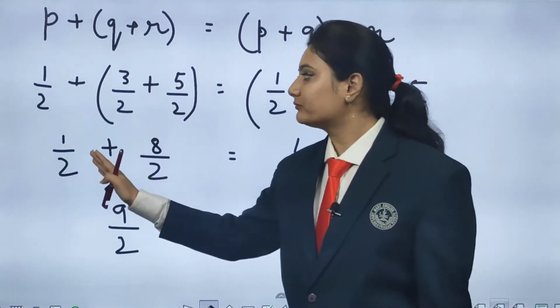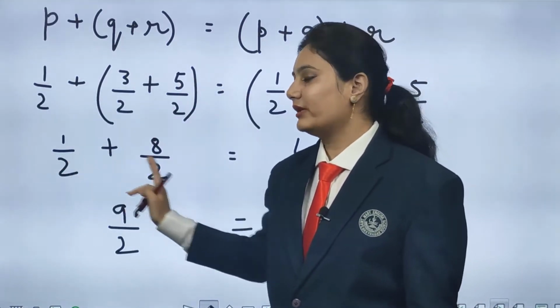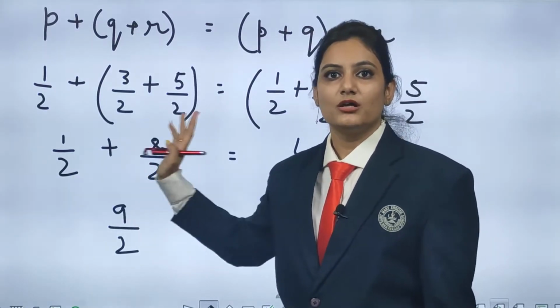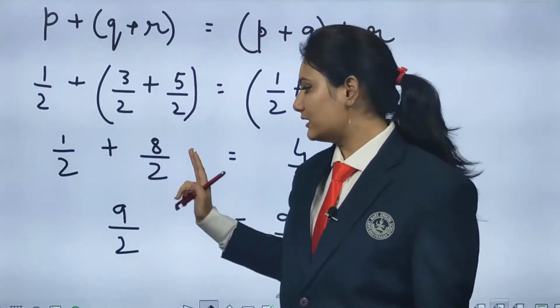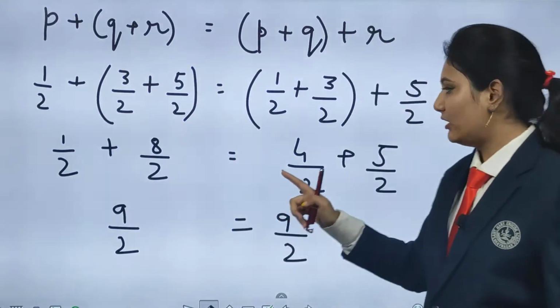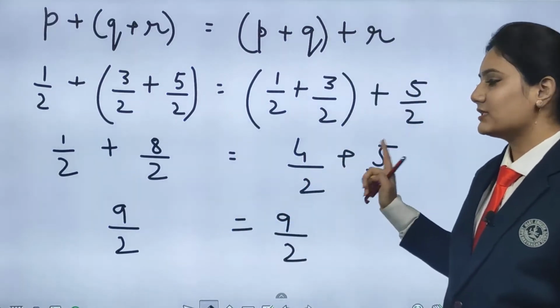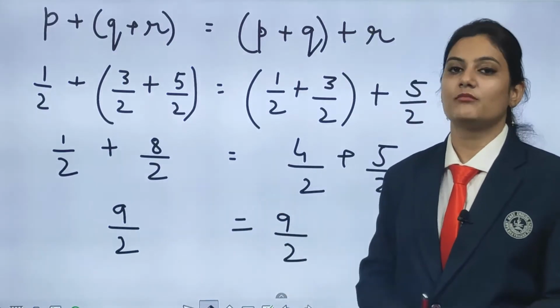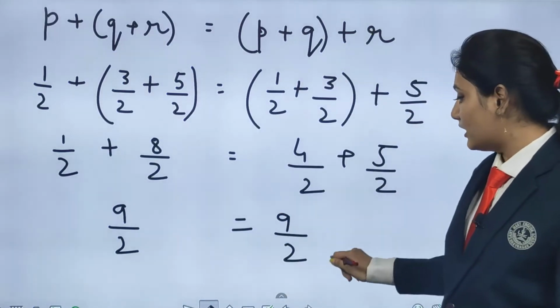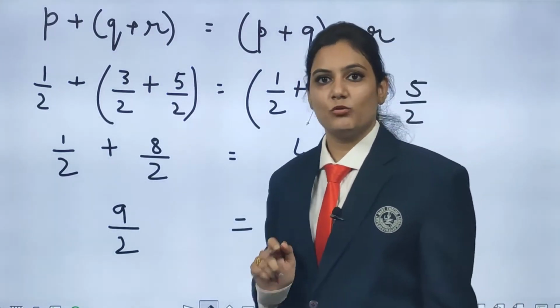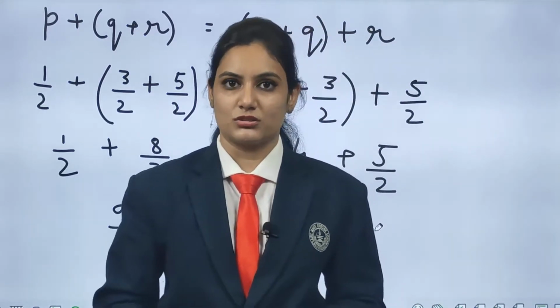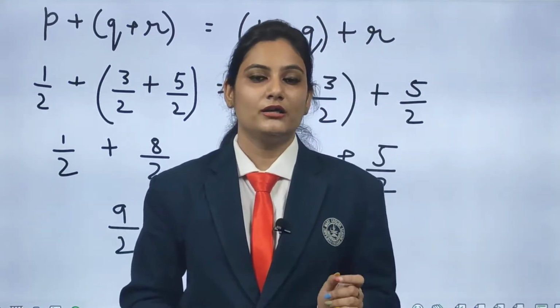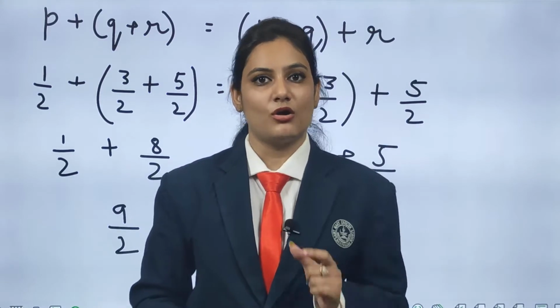Now coming to the LHS, the denominator is the same, so you solve the numerator: 1 plus 8 is 9 by 2. In the same way here, 4 plus 5 is 9, so 9 by 2. LHS and RHS are the same. So when LHS and RHS are both the same, addition is closed. If they are not equal, then it is not closed.